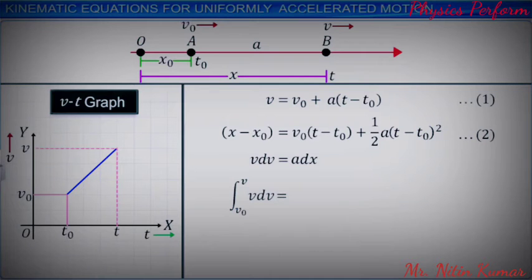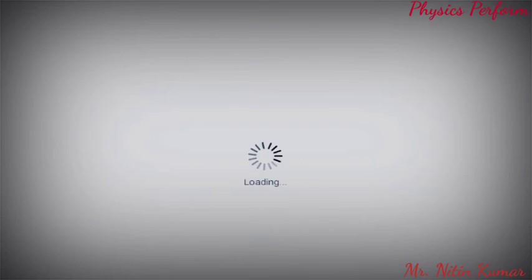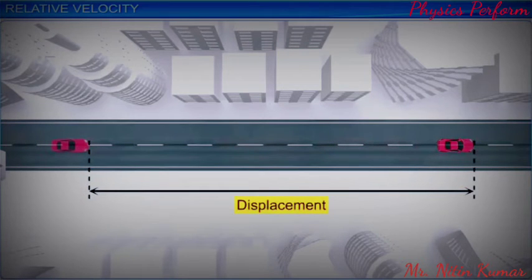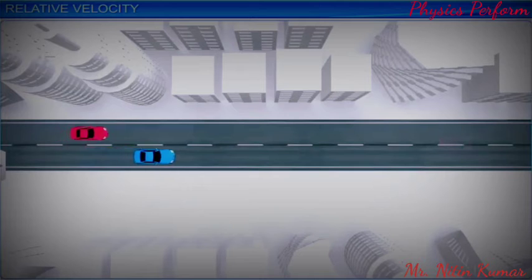This is equal to half into v square minus v naught square equals a into x minus x naught. Rearranging the equation, v square is equal to v naught square plus 2a into x minus x naught. This is equation 3 of motion. We know what displacement is.